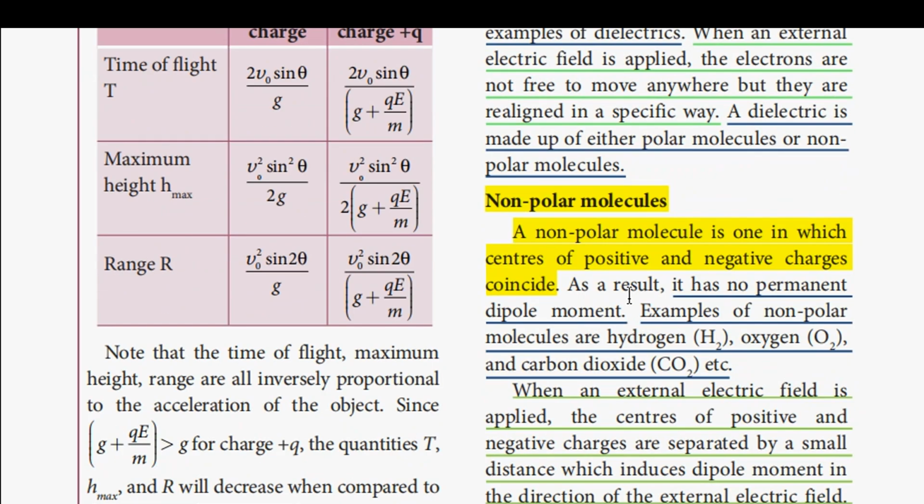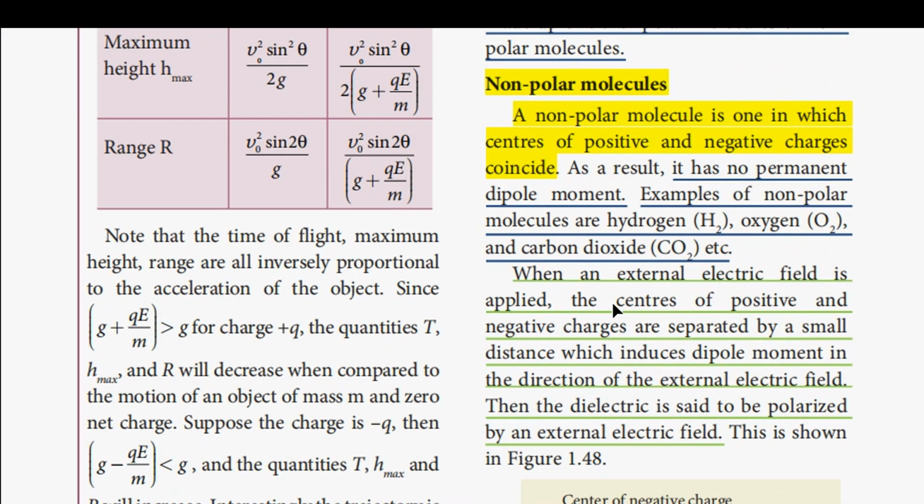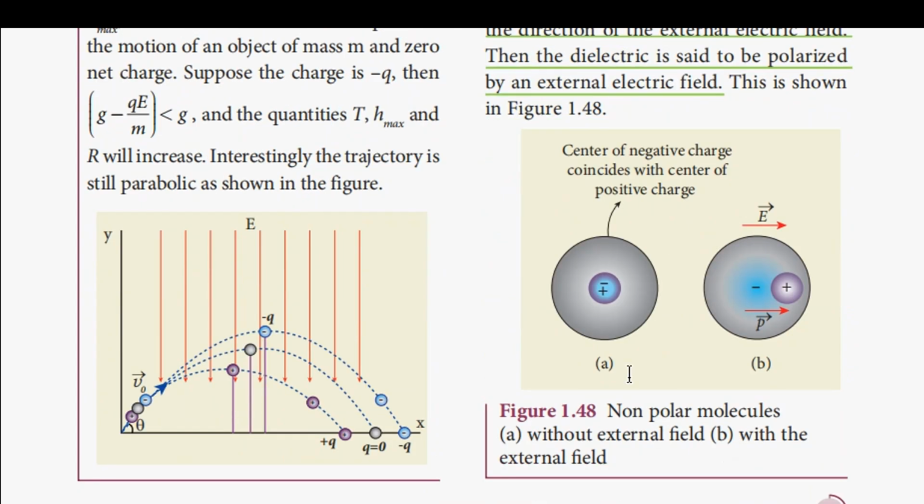Now let us see what non-polar molecules are. A non-polar molecule is one in which the centers of positive and negative charges coincide. As a result, it has no permanent dipole moment. What are examples of non-polar molecules? They are hydrogen, oxygen, and carbon dioxide. When an external electric field is applied, the centers of positive and negative charges are separated by a small distance, which induces a dipole moment in the direction of the external electric field. Then the dielectric is said to be polarized by an external electric field, and that is shown in figure 1.48. These are the non-polar molecules without external field and with the external field.